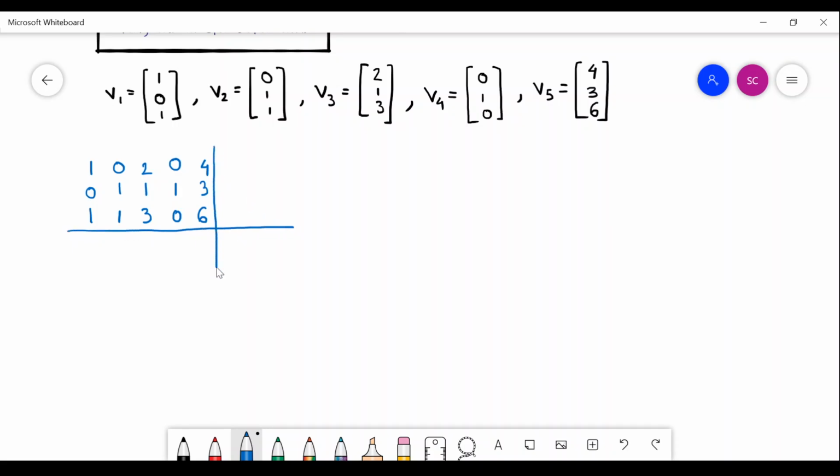In addition to it, we have to also form an identity matrix below this row. So here we are forming an identity matrix, the size of which is equal to the number of vectors we are testing. So it is a 5 cross 5 identity matrix.